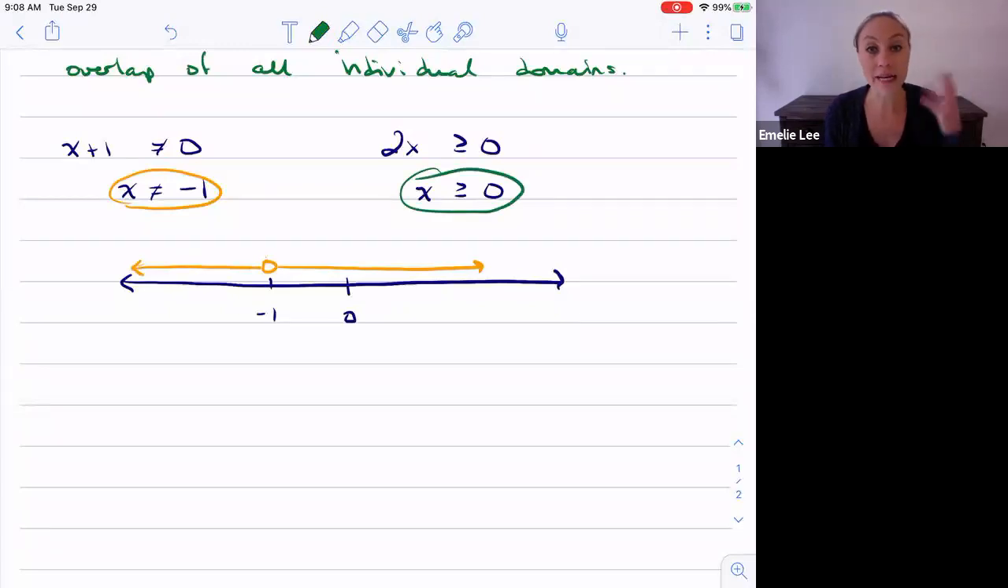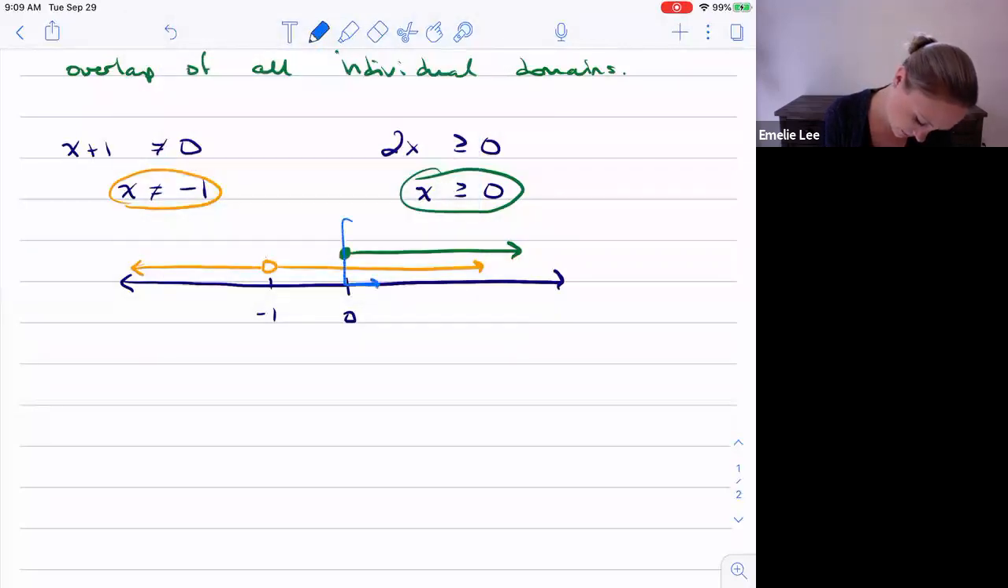For the next domain, x has to be greater than or equal to 0. So here at 0, I have a closed dot, and then everything greater than 0 is allowed. The overlap here includes 0 and is everything greater than 0. So here, this is the overall domain.